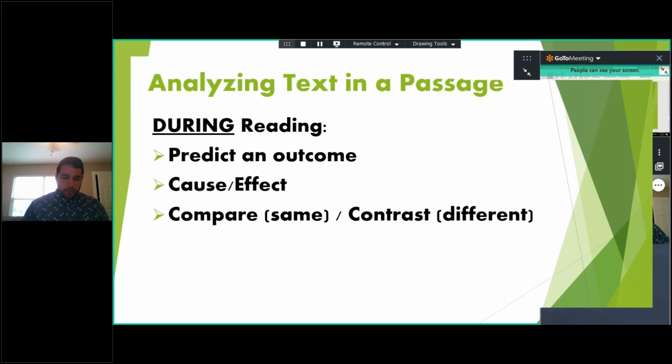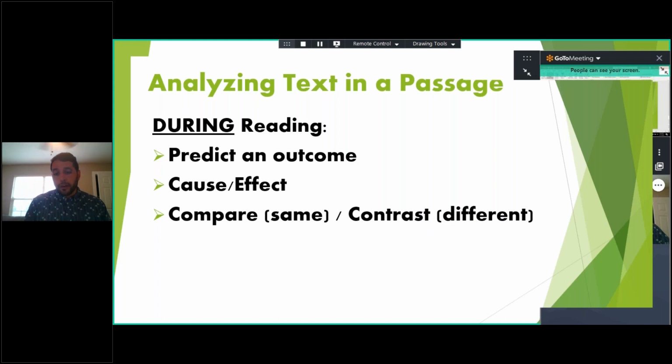So some other things you want to do during reading is predict an outcome. Can you think about what might happen next or in the future? Can you kind of tell based on where the author's leading you, perhaps what the title is, or something like that will really be able to help you. And then there's cause and effect. So is there an action that's making something else happen as a result? And that's an important aspect of many passages, is there's a cause and then there's an effect. So you really want to kind of watch the progression throughout the passage, and it'll help you analyze the text.